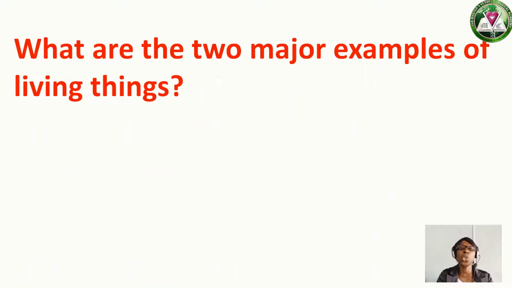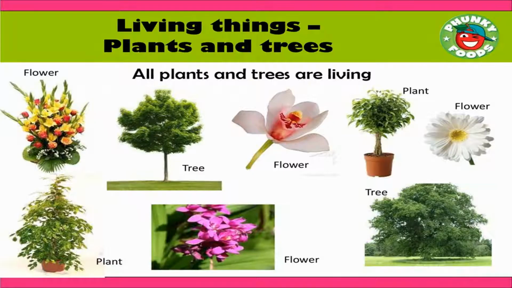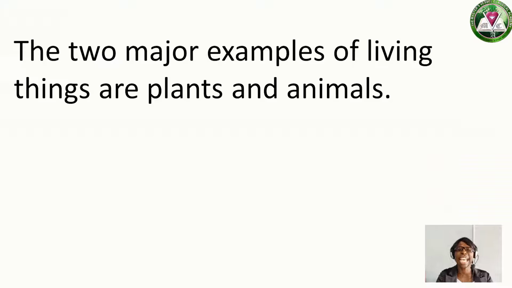Now, what are the two major examples of living things? Good! Oh, you children are making me proud. The two major examples of living things are plants and animals.